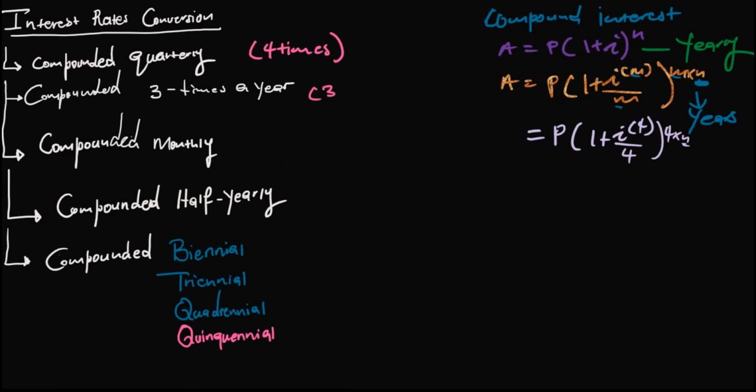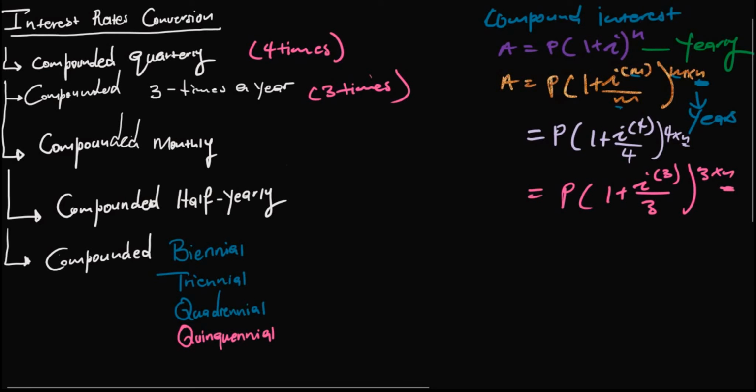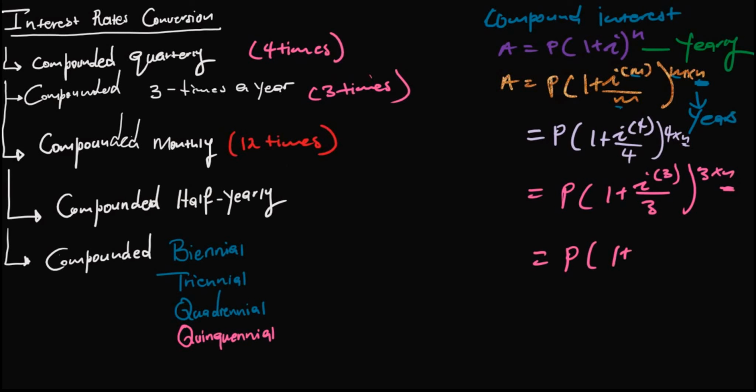Let's look at the 3 times a year. For 3 times a year, it just says itself. So we have P into 1 plus i(3) all over 3, exponent 3 times n. So you'll substitute n for years, depending on how many years we're going to be compounding this for. Then for monthly, we know that this is 12 times, because there are 12 months in a year. So it's 12 times a year, so we will have P into 1 plus i(12) all over 12, exponent 12 times n.